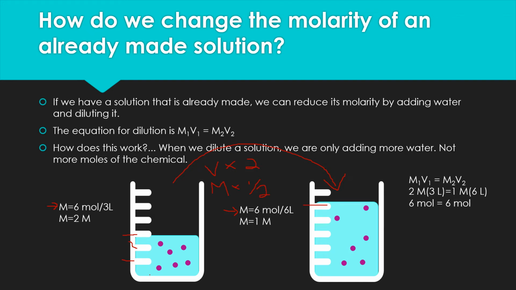So why does this work? If we look at our dilution equation for this example, we would take our molarity of our first solution, so 2 molar, times its volume, 3 liters. And that's equal to our molarity of our second solution, which is 1 molar, times its volume, which is 6 liters. And if we do the math on this, it says 6 moles, because molarity times volume gives us moles. So 2 times 3 gives us 6, and 1 times 6 gives us 6. So this is telling us that the moles of chemical do not change. That's why this equation works, okay? So we're only changing the volume and seeing what happens to our molarity.